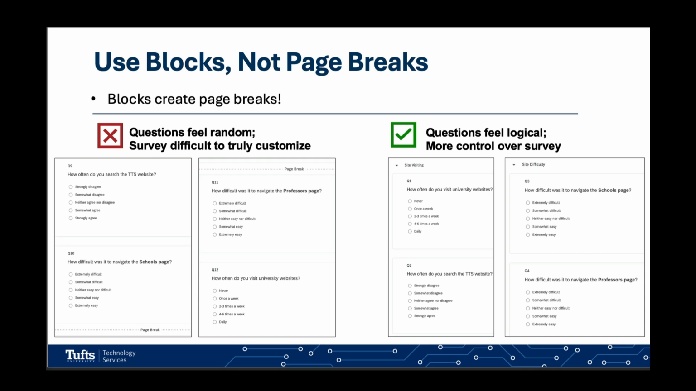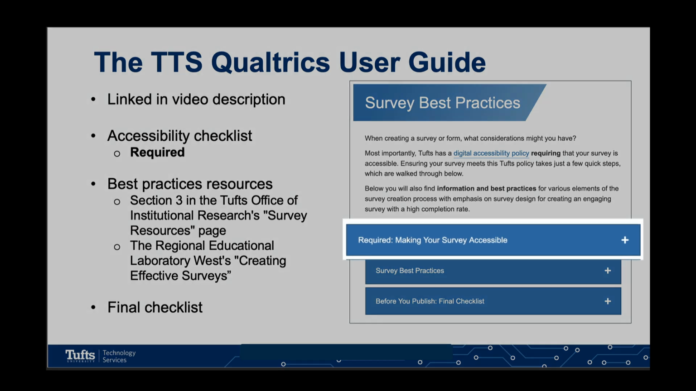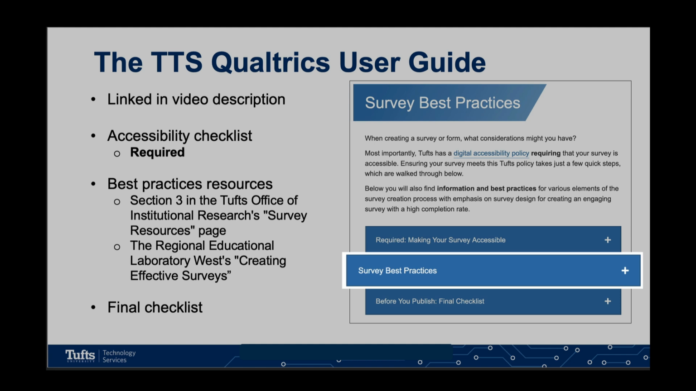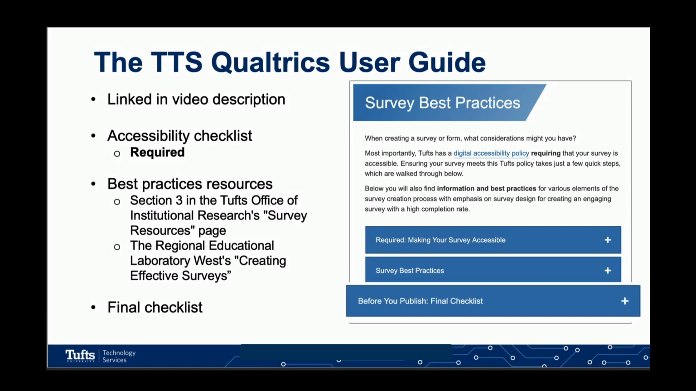A recap of everything is in the TTS Qualtrics user guide, which is linked in the video description. It has the accessibility checklist, which is required. It's about 6 steps, some of which might not apply to your survey. Then we have those best practices resources. So the Tufts Office of Institutional Research's survey resources page and a link to the Regional Educational Laboratory West Creating Effective Surveys page. And at the end, there's a final checklist to consider.